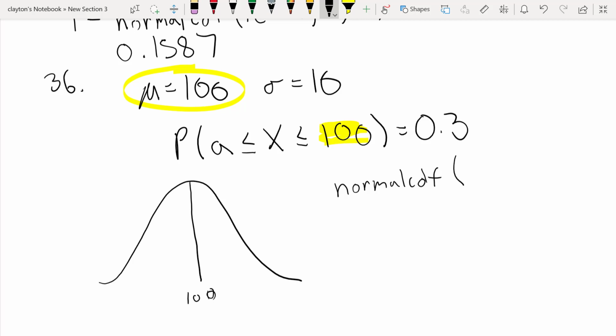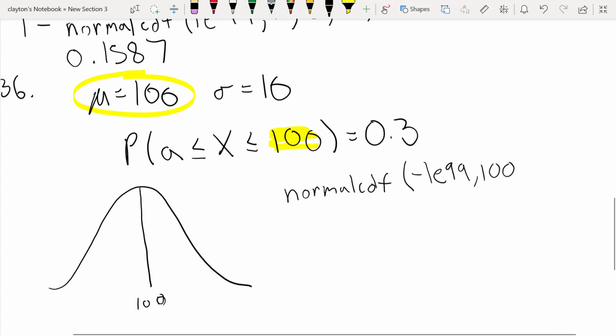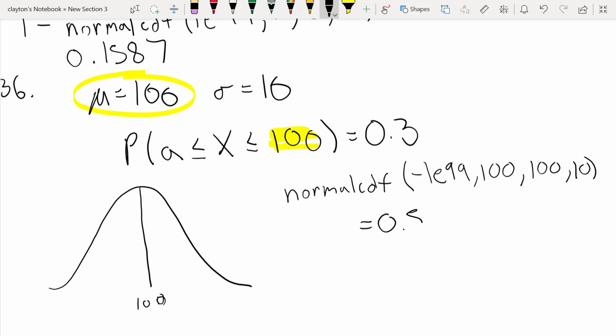It doesn't say what these are, so we'll just say a lower bound of the plugged in number. It's supposed to be like a negative infinity, but this is what it's using as a negative infinity. 100, to 100 mean, and 10, what you'll see is this is going to come out with 0.5. And that makes sense. Half of our information is hanging out over here on our left side if 100 is in the dead center.